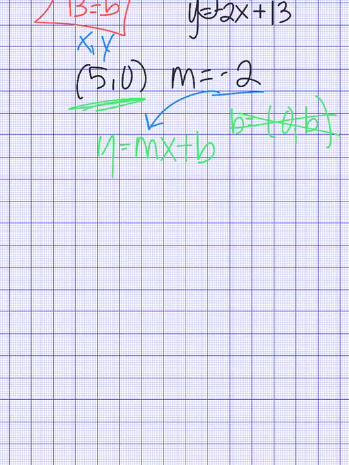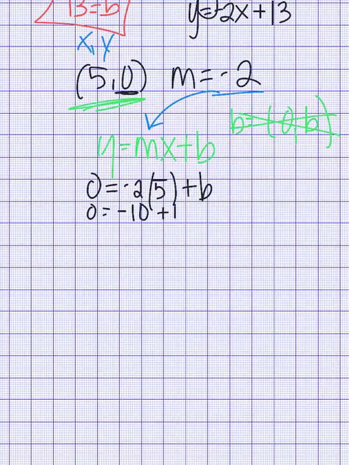Remember, a coordinate point is x comma y. So we could plug in everything that we know, and then we could solve for the y-intercept. Instead of y, I'm going to plug in this y coordinate of 0. So I'm going to get 0 equals, instead of m, negative 2, instead of x, 5, and I don't have the y-intercept, so that stays as b. Then we simplify: negative 2 times 5, so 0 equals negative 10 plus b.